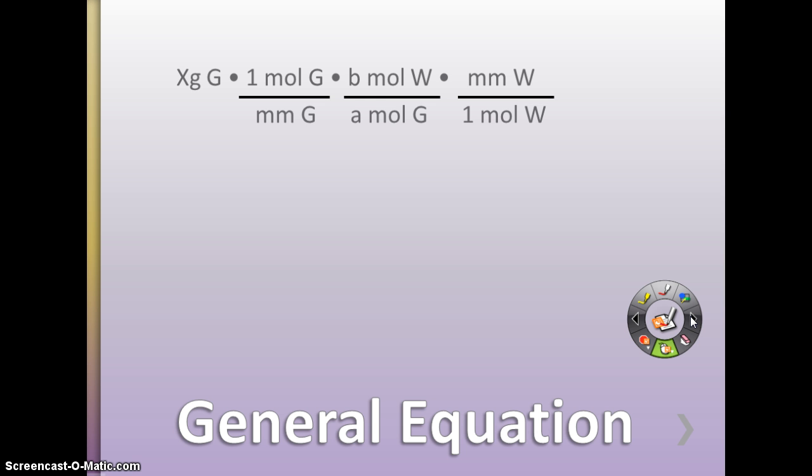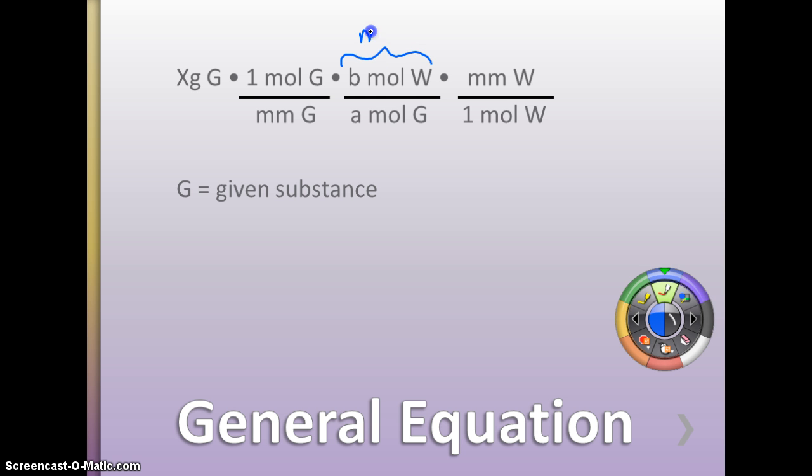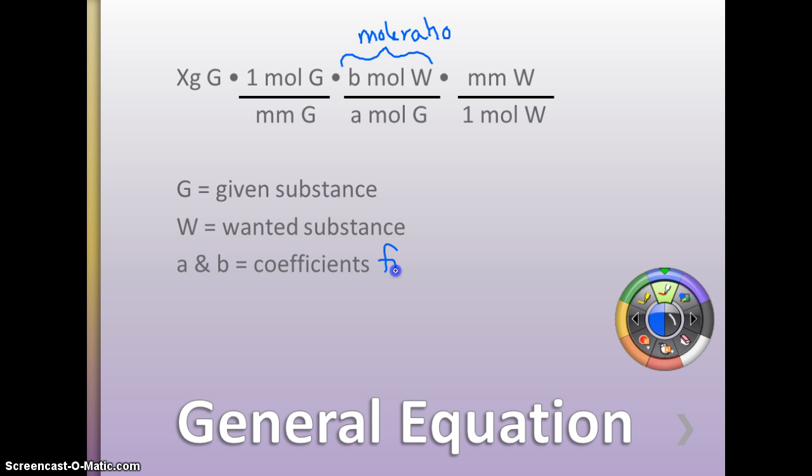Next step is the mole ratio from your given reaction. And then the molecular mass of what you want. Remember, the G there is for the given, the W is for the wanted, and the A and B are the coefficients from the balanced equation.